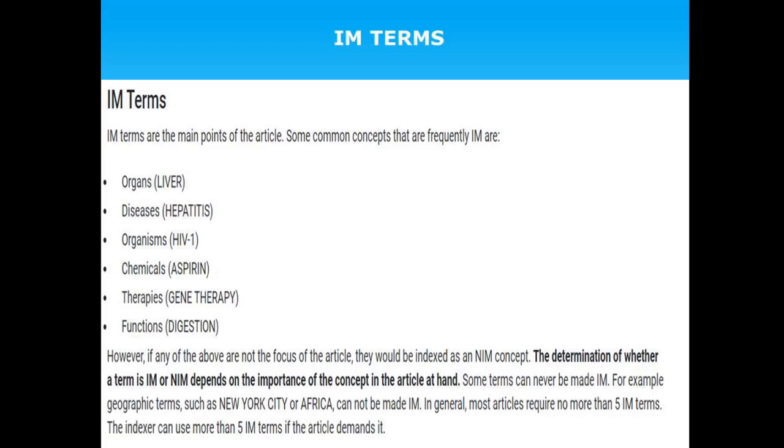For example, terms like geographical locations, New York City, Africa cannot be made IM. These are the general rules you have to follow. Most articles require no more than 5 IM. So the maximum should be 5, right? If the article demands, if the indexer thinks that more than 5 IM is necessary to represent the content, you can use it. If it demands, you can use it, or else no need to use more than 5, and it should not include geographical locations or geographical terms. Depending upon the article in hand, we have to distinguish which is IM and NIM.